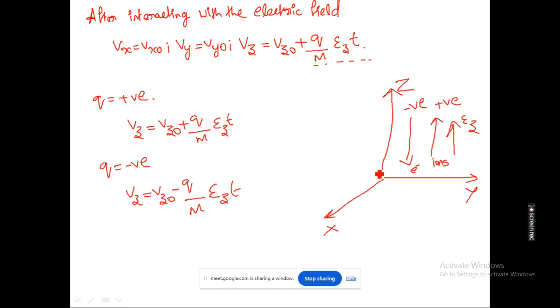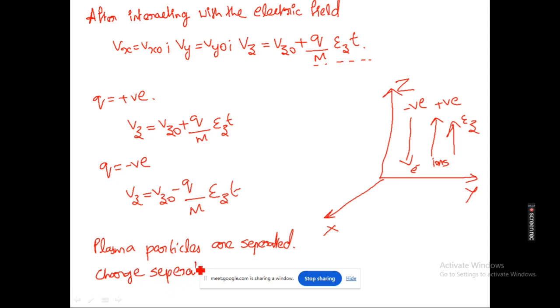Before entering the field, the charges were not separated in the plasma. But after entering the electric field, the plasma particles will be separated because the electrons and ions start moving differently. So it is basically creating a charge separation. The electric field is creating a charge separation within the plasma. The ions will move in the direction of the electric field, whereas the electrons will move in the opposite direction.